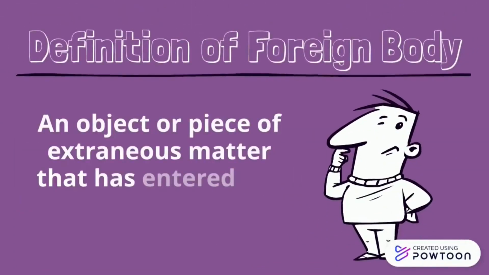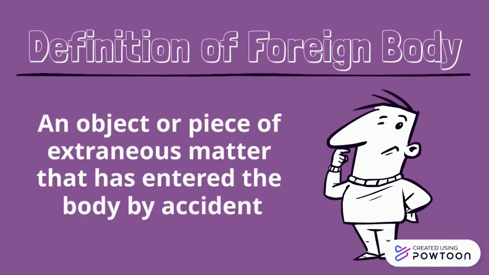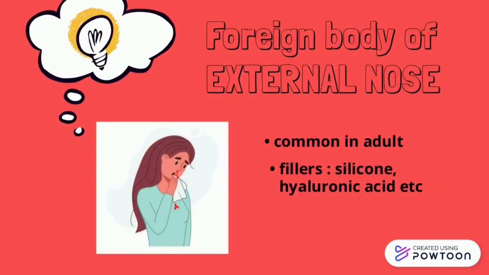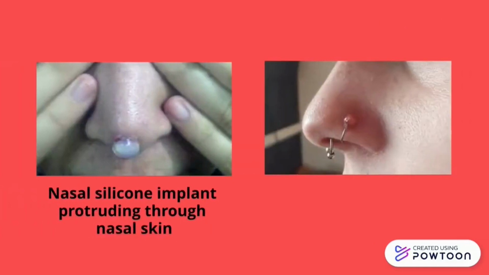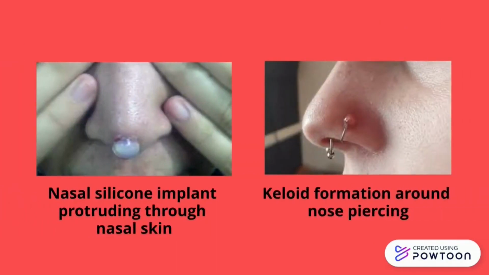A foreign body is an object or piece of extraneous matter that has entered the body by accident. There are two types of foreign body of the nose. The first one is foreign body of external nose, which is common in adults, for example, fillers such as silicone and hyaluronic acid. The first picture shows a nasal silicone implant protruding through the nasal skin, and then the second picture is a keloid formation around the nose piercing.